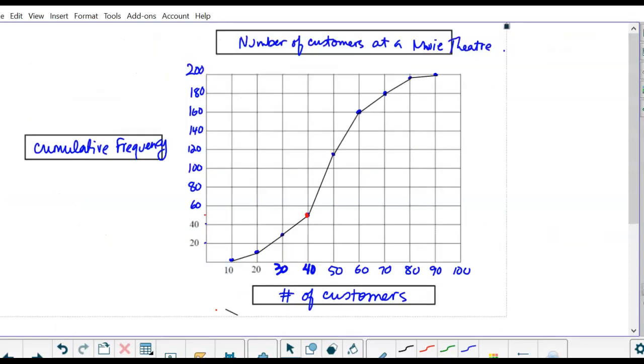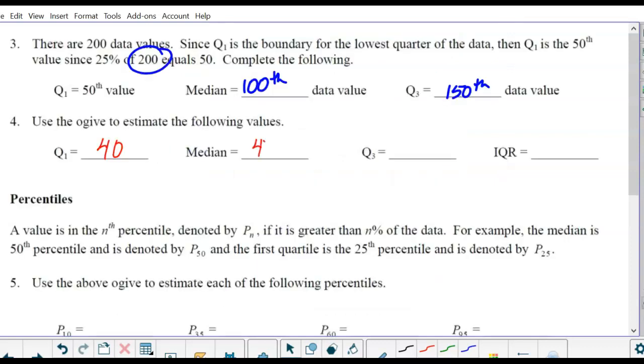Median is the 100th value. So you go up here, we're going to have to estimate, right? So if I go down, that would be 45. I would say about 47, okay, or 48. That's 45 there. I'd say about 47. So 47 or 48, I would accept both. So we'll be a little bit lenient in accepting, but past that, not so lenient.